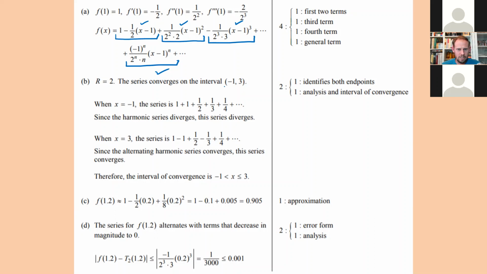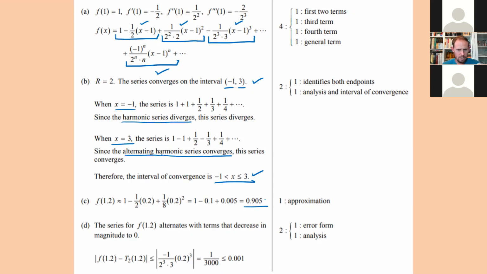Identifies both endpoints. So we got -1 and 3 as the endpoints. Yep, we got that. Analysis and interval. So we plugged in each one of them. This one was the harmonic and it diverged. This was the alternating. I guess they just accept that the alternating harmonic series converges without any sort of justification. And we get the interval that we got. Okay, so both points there.